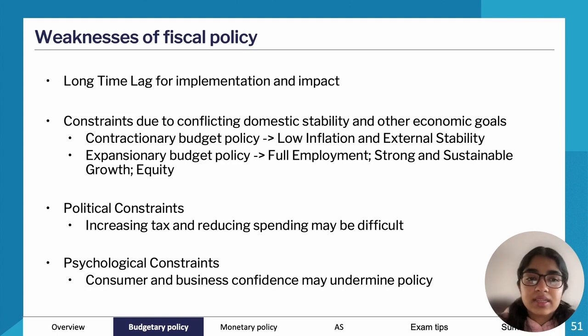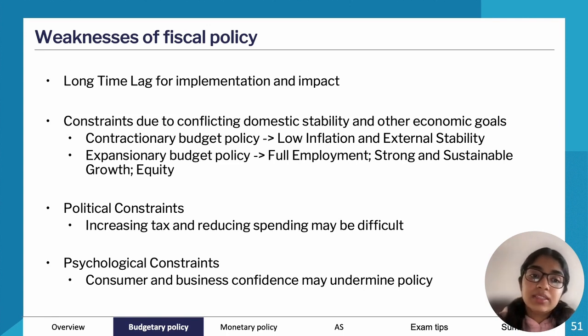Another weakness is constraints because of conflicting stability and other economic goals. What that means is if we have contractionary budgetary policy, there's low inflation, yes, so we want to lower inflation, and it increases our external stability. But at the same time, it also decreases our growth. Expansionary policy increases employment and leads to strong and sustainable growth, but it can actually hurt our inflation and external stability. So you can see how they're conflicting.